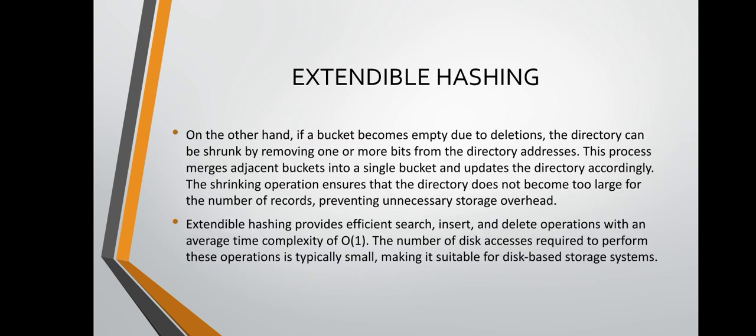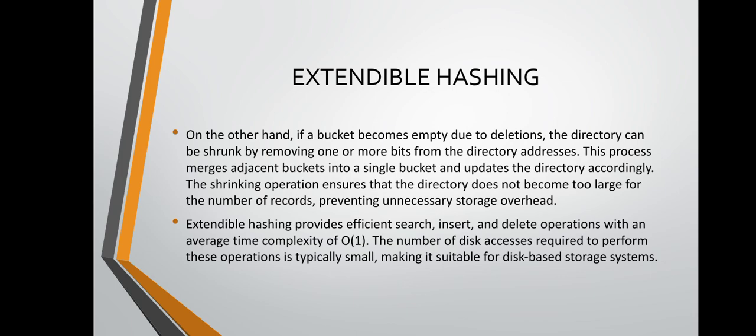On the other hand, if a bucket becomes empty due to deletion, the directory can be shrunk by removing one or more bits from the directory address. The process merges adjacent buckets into single buckets and updates the directory accordingly. The shrinking operation ensures that the directory does not become too large for the existing number of records, preventing unnecessary storage overhead.